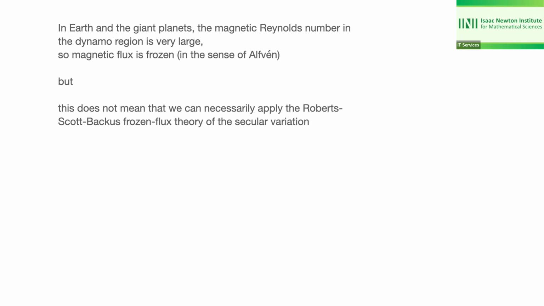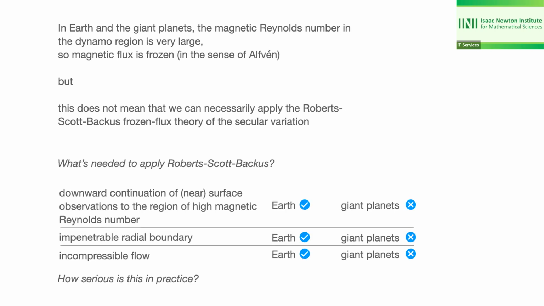This is undoubtedly the case. This depends upon an additional series of assumptions. So what else is needed in order to apply Robertson-Scott? Well, we need to be able to downwardly continue near surface observations to the region of high magnetic Reynolds number. As I said, for the Earth, that we can do. For the giant planets, it's less certain that we can do that.